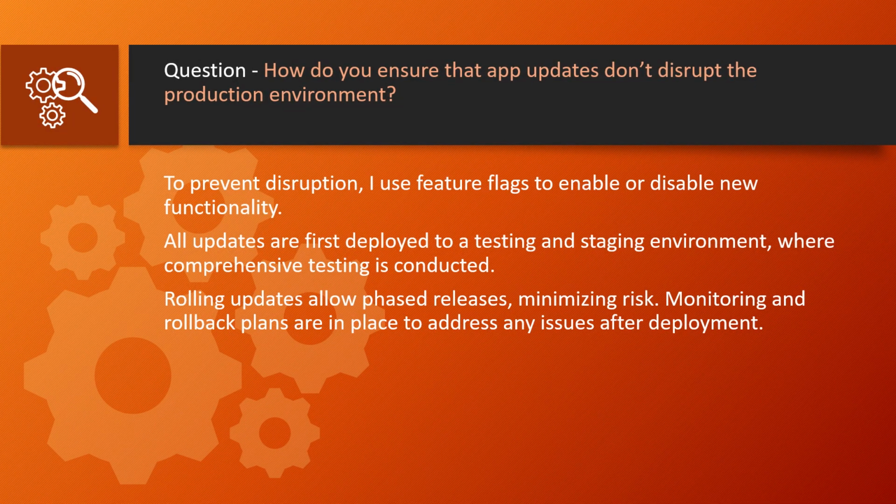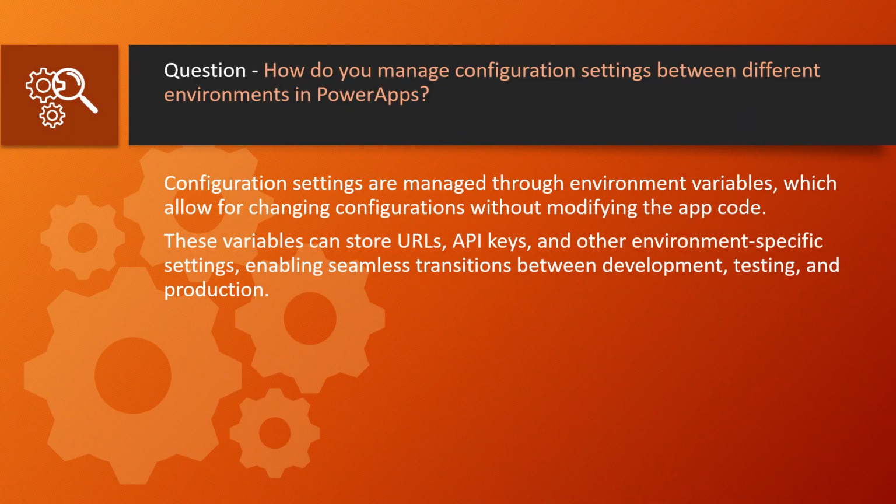How do you ensure that app updates do not disrupt the production environment? So to prevent disruption, we should use feature flags to enable or disable the new functionality. All updates are first deployed to the testing and staging environments, and at this place comprehensive testing should be done. Rolling updates basically allow phased releases and minimize the risk. Monitoring and rollback plans are in place to address any issue after the deployment.